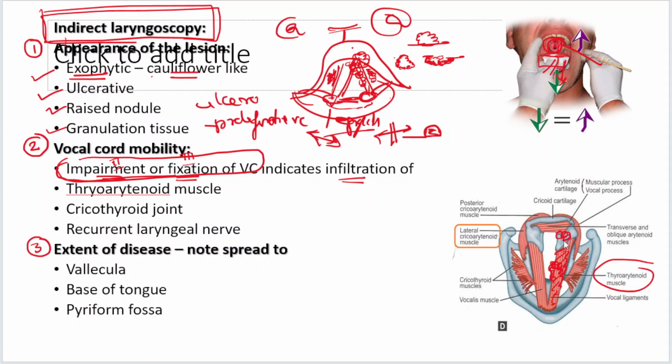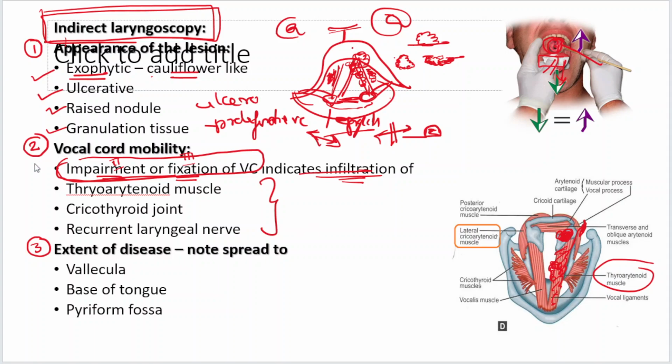It can go to the cricoarytenoid joint, it can fix that and cause vocal cord fixity. Or it can grow beyond that and affect the recurrent laryngeal nerve, which is present right behind that area. Then that also can cause vocal cord mobility impairment or fixation. Okay, this is one of the questions: when do we expect that the vocal cord is getting impaired or fixed? When there is involvement of the thyroarytenoid muscle, the cricoarytenoid joint, or the recurrent laryngeal nerve.